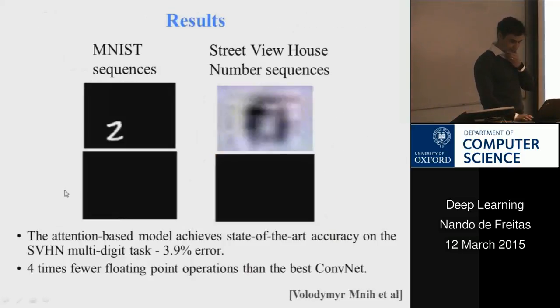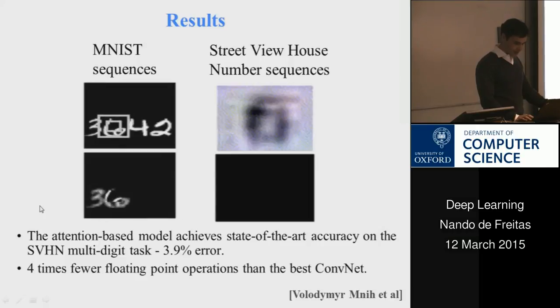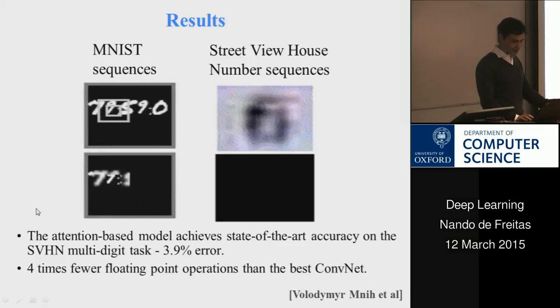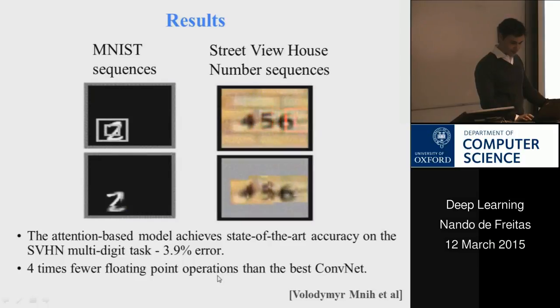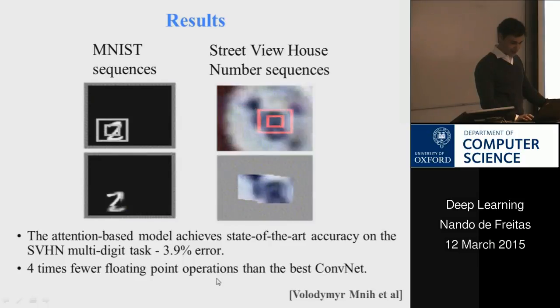And here is an example of how the system actually works in practice. This is it reading numbers. It learned to do the obvious thing, like how we do it: you follow the numbers, you don't read everywhere else. And this is an example of their network reading street numbers.